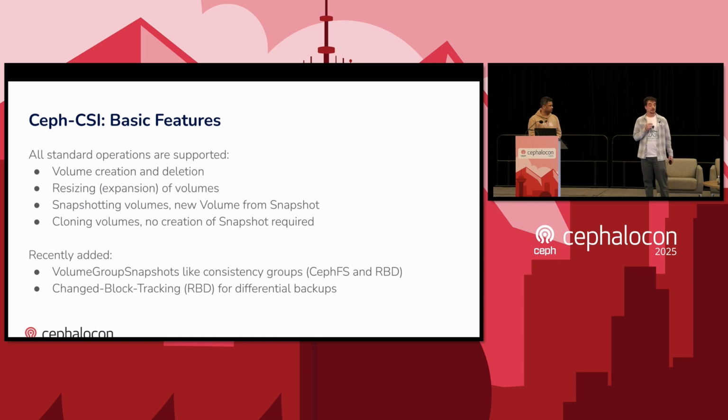Certain new features that were added to the CSI specification and implemented in Ceph-CSI as one of the first drivers is the volume group snapshot support, which is similar to consistency groups, if you want to call it in traditional storage. And changed block tracking for RBD is to provide backup vendors with incremental backups or differential backups. So you can compare two snapshots, see the difference in blocks, which blocks were modified, and the backup vendor will be able to just back up these kind of blocks.